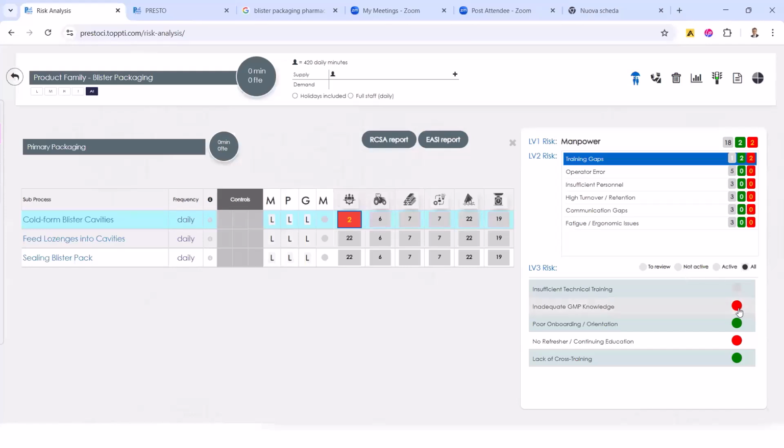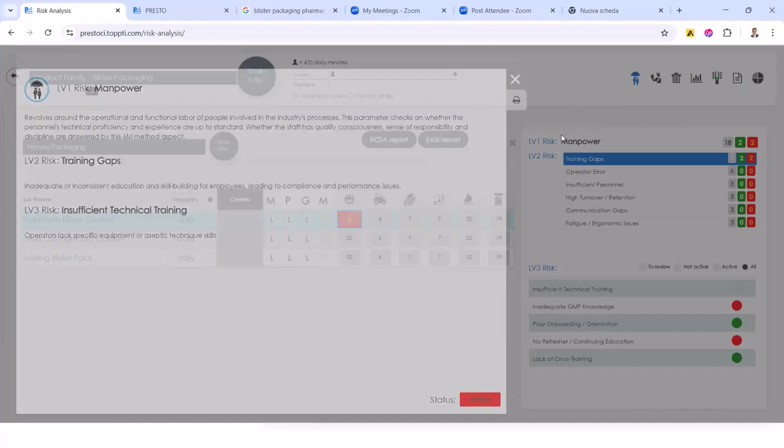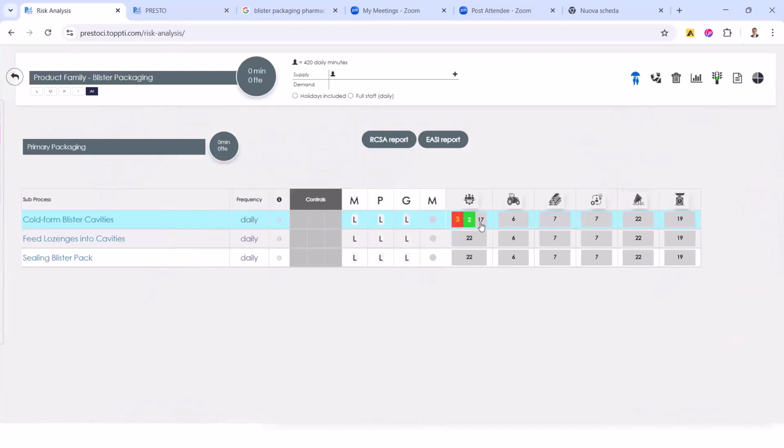That's regulatory based, so I'm going to put that as a red. And then insufficient technical training, let's give that a red as well. So now what you've done, you can see for manpower, level 2 training gaps, I've identified 3 risks. If I close that, you can see it now. There's my 3 risks.